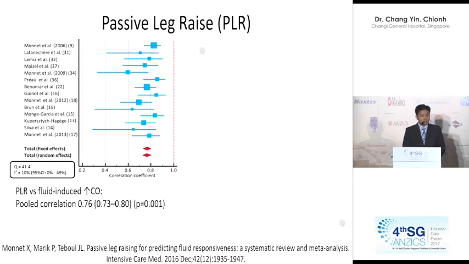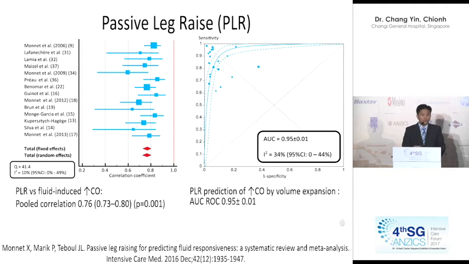So this is some evidence supporting the practice of a passive leg raise. We have quite a few studies that actually showed very good correlation to a subsequent fluid challenge and how the patient responds to it. If you look at the AUC curve, it's very, very impressive. The AUC is actually 0.95, very near to 1, suggesting a very good correlation that a positive passive leg raise would eventually predict that the patient will respond to an actual fluid challenge in itself.